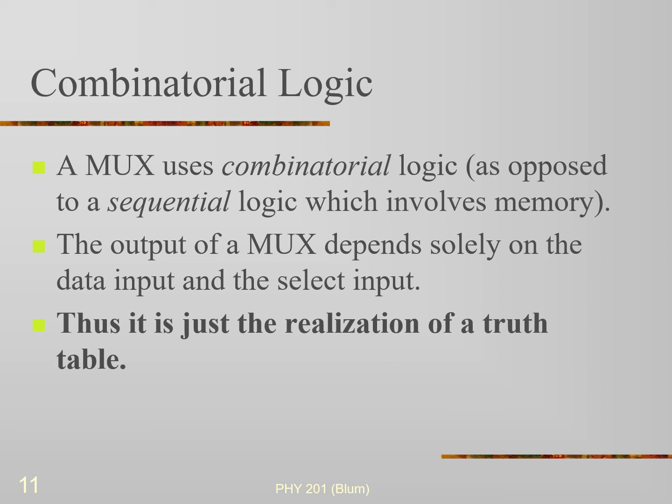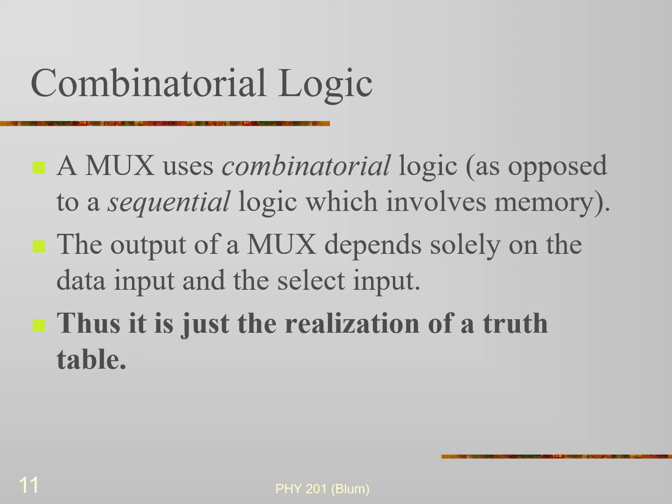Combinatorial logic means just what we just said, that the inputs lead to the outputs, and you don't need to remember some previous state that has nothing to do with it. It's just whatever the inputs are tell you the outputs. So such logic is called combinatorial. If you need to remember some previous state, then you are said to have sequential logic. But a multiplexer is combinatorial logic. Therefore, it's just some kind of a truth table.